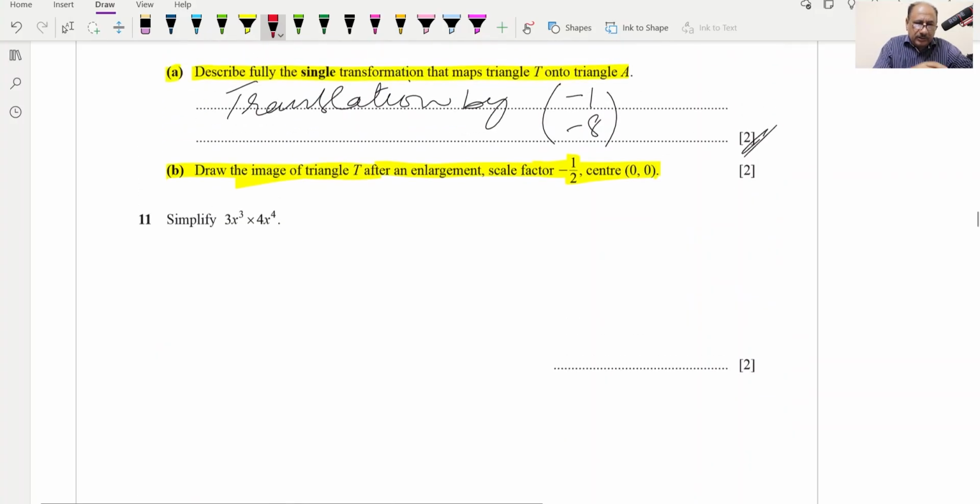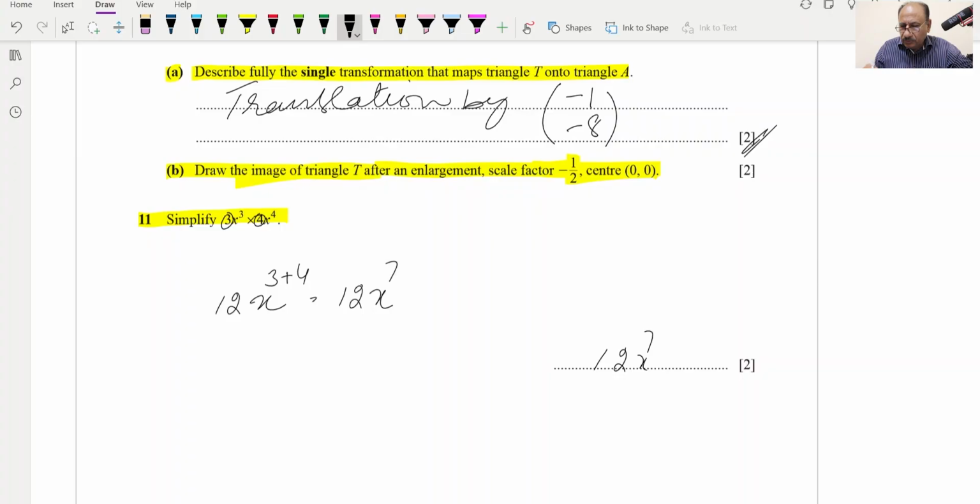Now question number 11. Question number 11 says we have to simplify this. To simplify this, we can multiply 3 by 4, so it will be 12, and x raised to 3 plus 4, so it will be equal to 12 x raised to power 7. This will be our final answer for 2 marks.